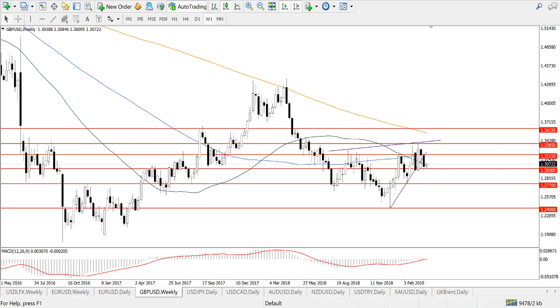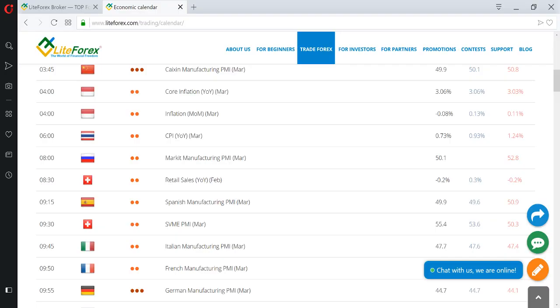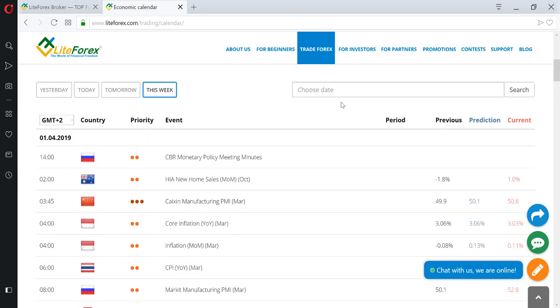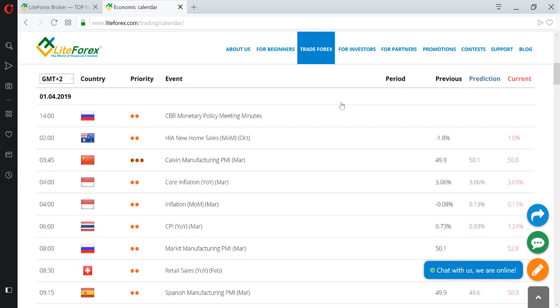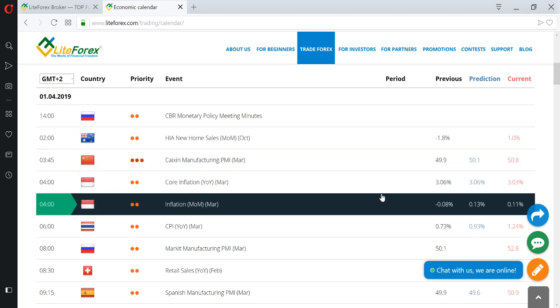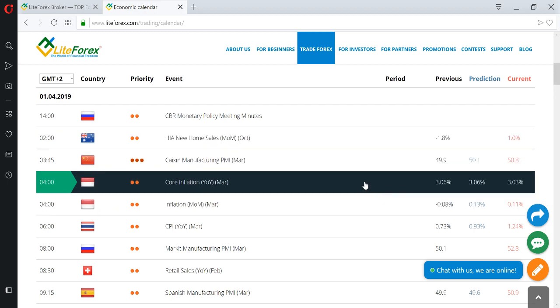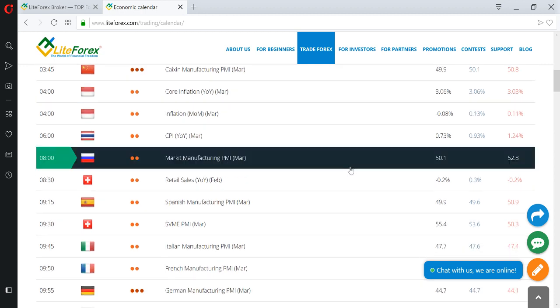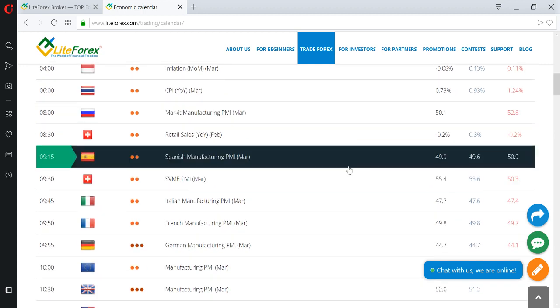Let's now have a look at the economic calendar at lightforex.com, because there we will see plenty of other events which will have an impact on financial markets. On Monday, China has released some PMIs and they were rather positive. The good Chinese factory numbers have cheered up the market a bit.